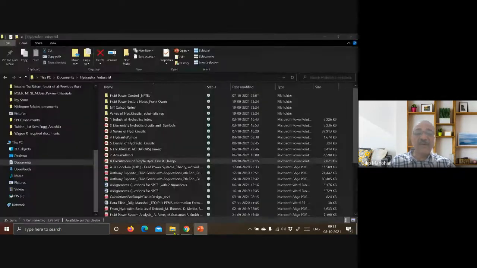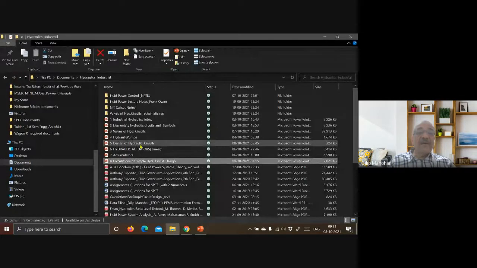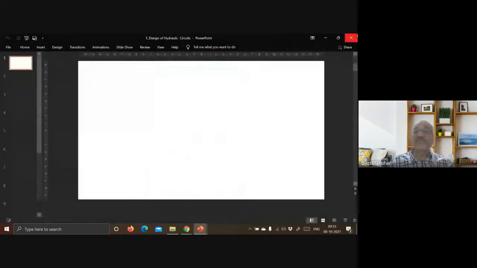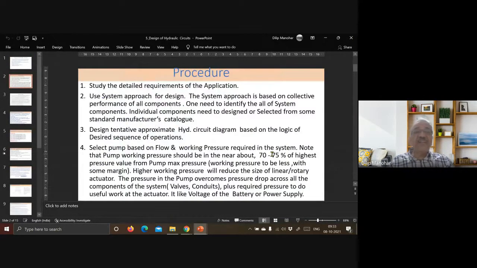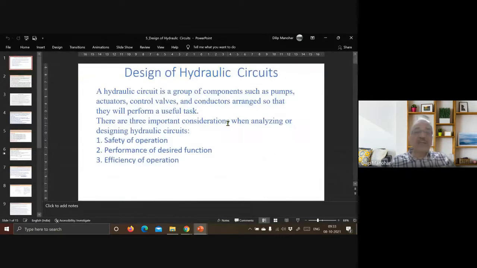next chapter from here. I'll complete our last topic, what we were doing yesterday, hydraulic circuit. Yesterday we were doing hydraulic circuit. We had left it out because of time. Now I'm starting with, just go through this point, design of hydraulic circuit.